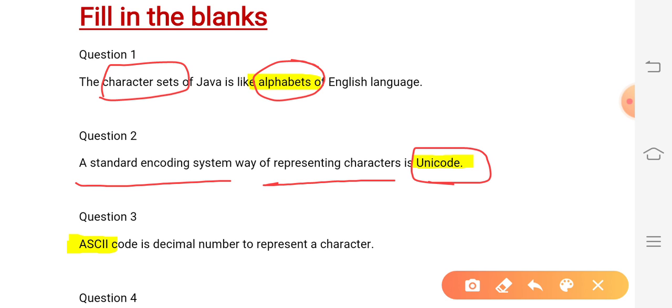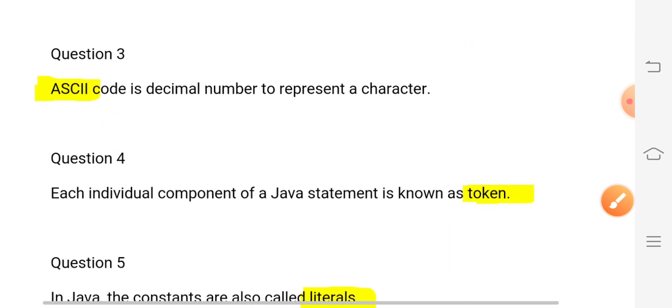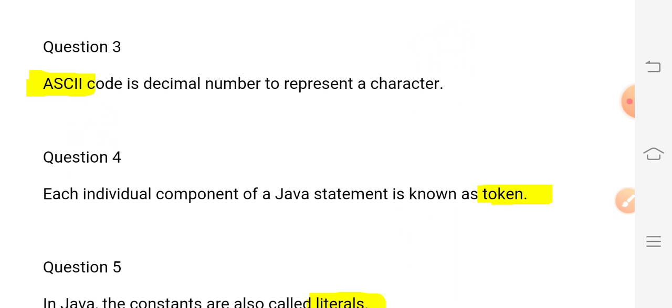We use two types of encoding schemes, Unicode and ASCII code, and Java mainly uses which type of encoding scheme? Unicode, that is universal code. Reason is because Unicode क्यों use किया जाता है? Because Unicode can be used to represent more number of characters. यानी कि हमने डिस्कस किया था 1 लाख समथिंग हम कर सकते हैं उसके अंदर स्टोर, जब कि ASCII code से only 128 characters can be represented. That's why we use Unicode. Next, answer is ASCII code is the decimal number to represent a character.